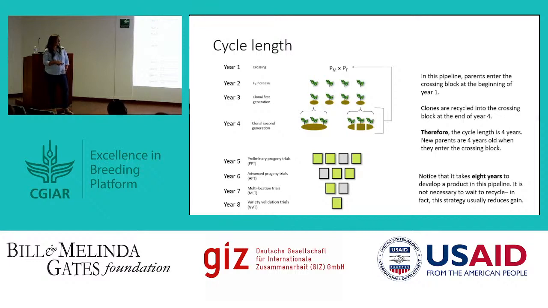Whether this is 4 or 3 can kind of depend on when they flower and whether you have a separate crossing block, so don't be tripped up by that. Just do it in a consistent way. And do keep an eye out and notice it takes 8 years to fully develop a product, the product in this pipeline. But as you all know, you don't have to wait for your product to be finished before you can recycle. You can have the population improvement moving faster than the product development. And we'll show you why that is.